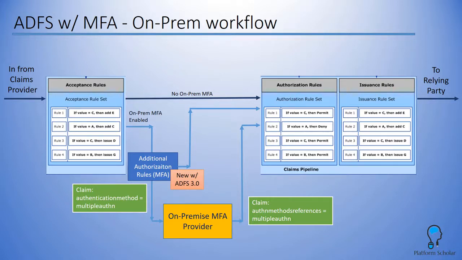If the second factor is successful, another claim is issued called authn method references, and the value is changed to multiple authn. This signifies that MFA has been performed and was successful. It is this way that Cloud MFA, if also enabled, will not prompt the user for second-factor authentication again. It can tell by the claim that it was already complete. This means we can artificially set the claim when we want to bypass Cloud MFA for an enabled user, because Office 365 and Azure will think that the MFA has already been performed on-premise.